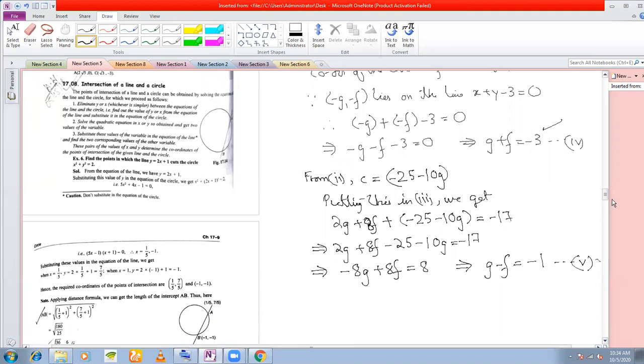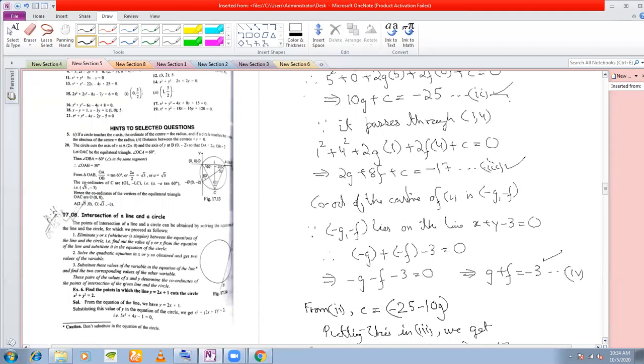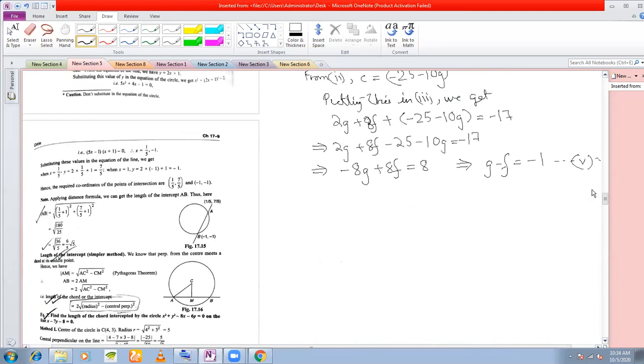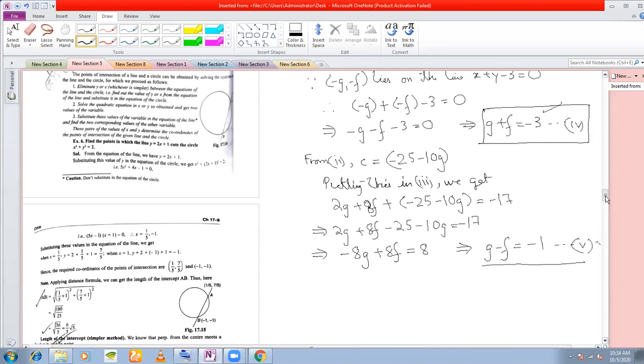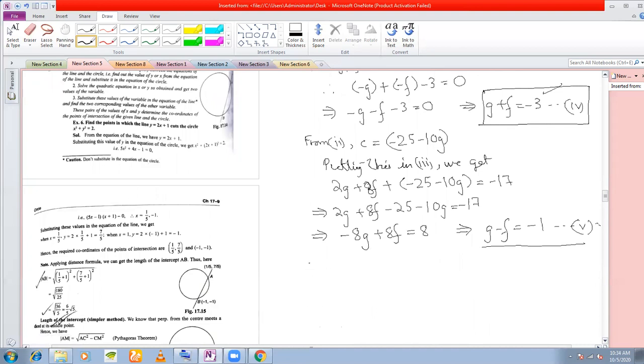Now you see that from these 2 equations, 2 and 3, we are getting an equation in g and f. And also you see that equation 4 is also in g and f. So now we solve 4 and 5 to get the values of g and f. How do we solve 4 and 5? We add and subtract simply. Adding, this cancels off. You get 2g is equal to minus 4. That means you get g is equal to minus 2.